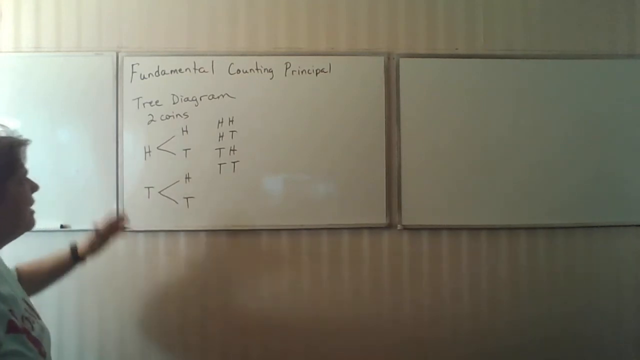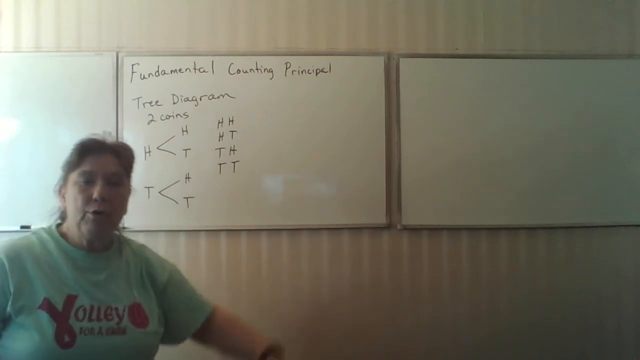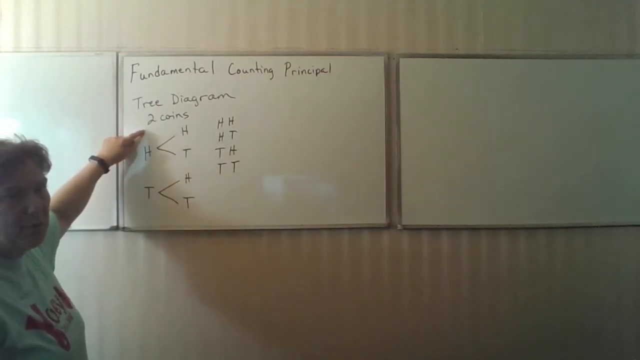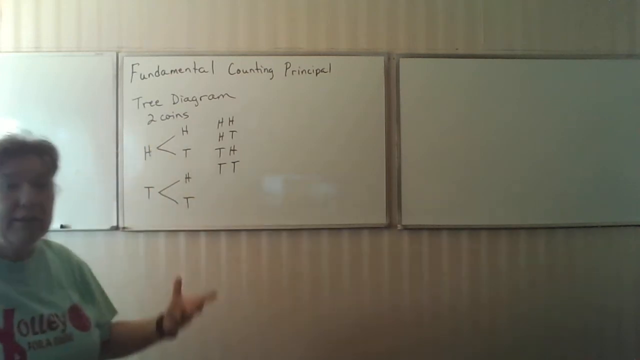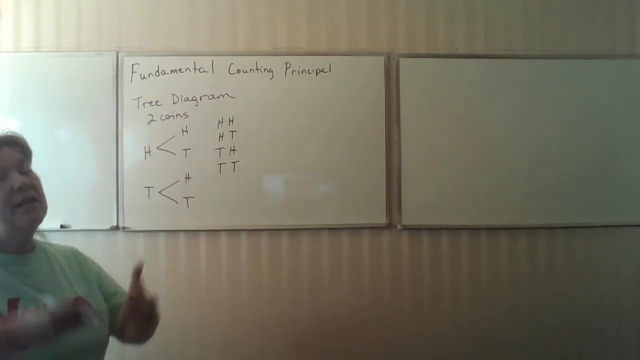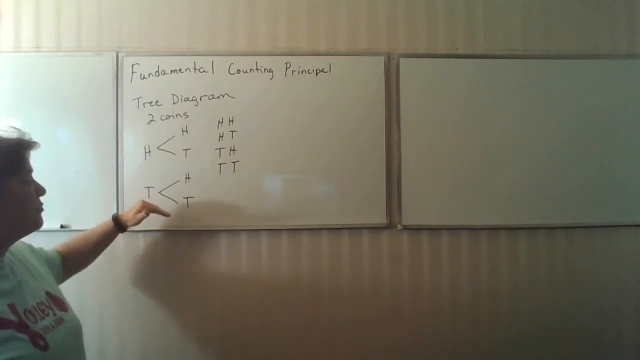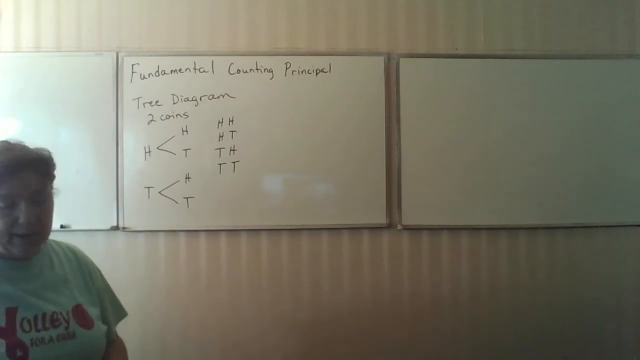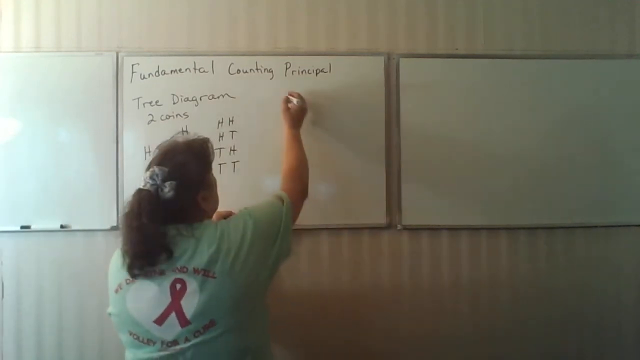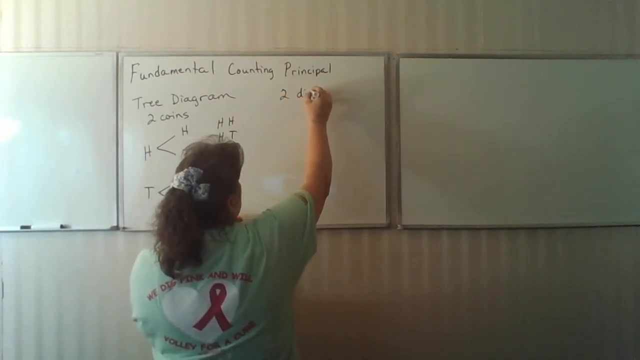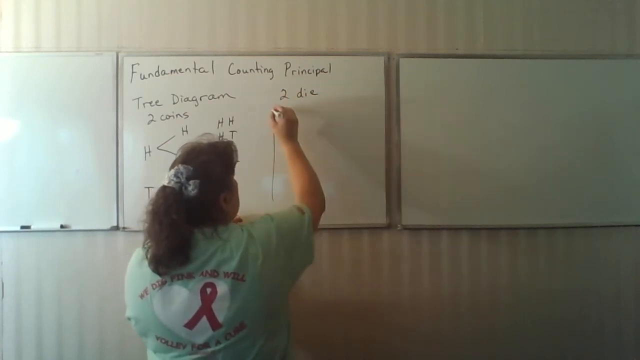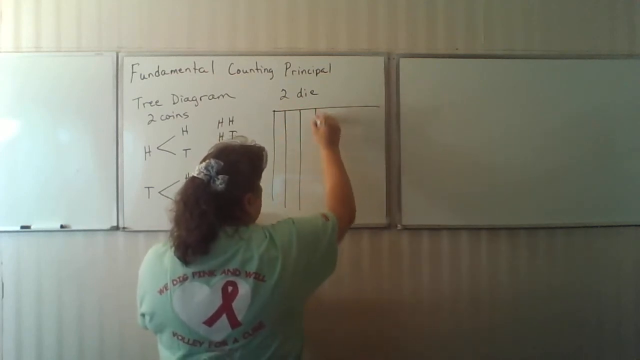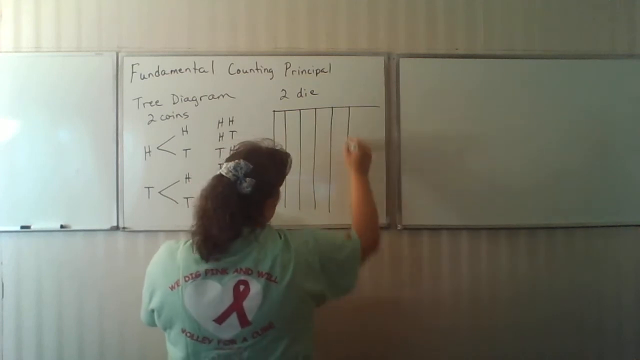But what happens if you keep adding more and more coins to the flipping? Instead of 2 coins, say you had 10 coins you were flipping. Now you have a lot more possibilities, and the number gets so big that it is really unwieldy to work with using a tree diagram. If you're doing 2 dice, for example, and they're 2 different colors, a red and a blue or something like that.